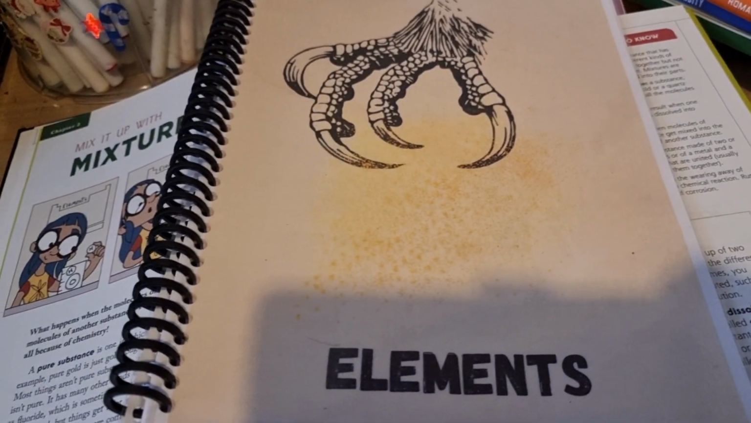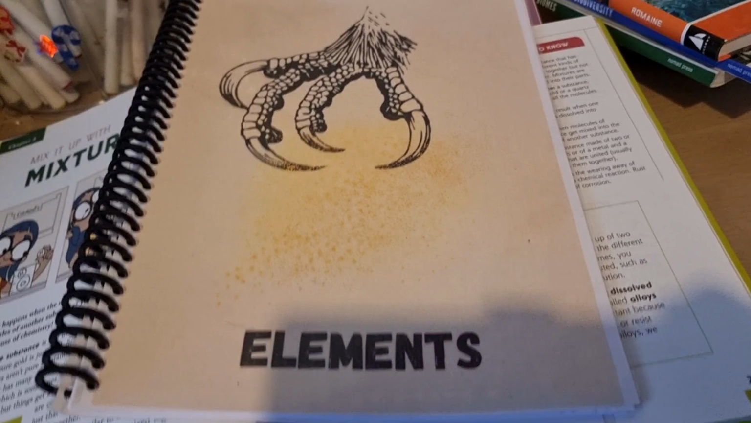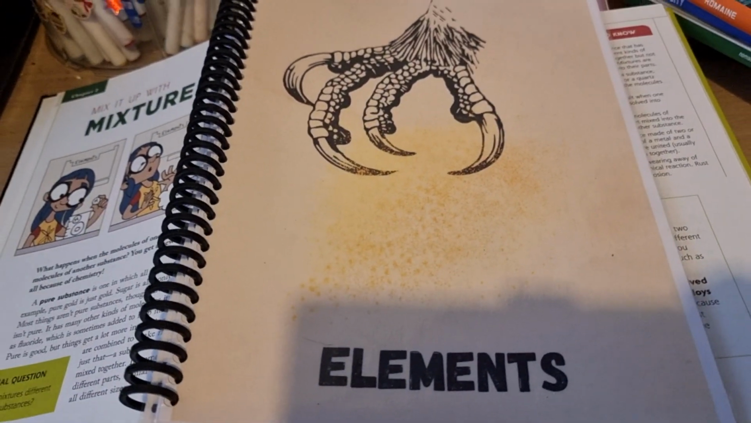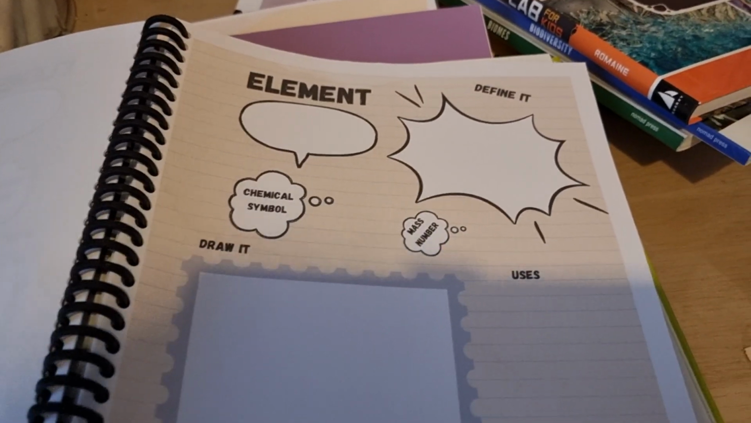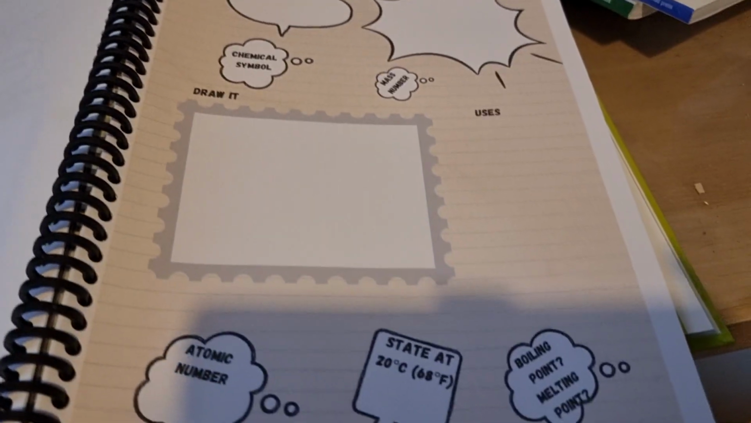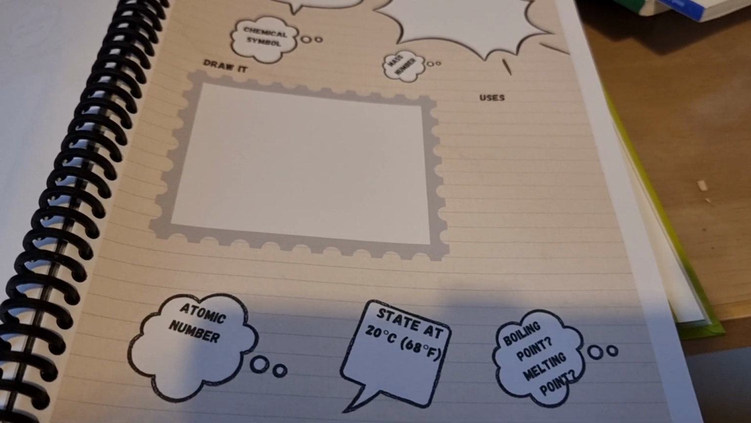Now when we were using the chemistry book, we also used my Elements book from Dragon Academy. If you can see the gold shimmering on his talons. And she would complete a sheet like this. So it'd say what the element was, she'd define it, she'd write the chemical symbol, the mass number, draw it, uses, atomic number, the state, and boiling and melting points.